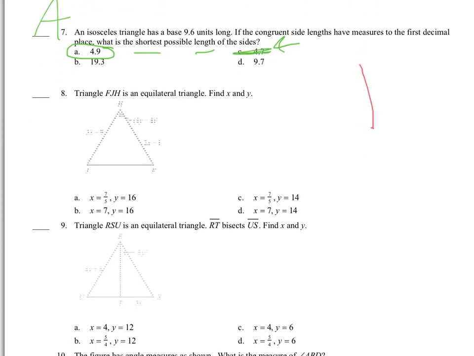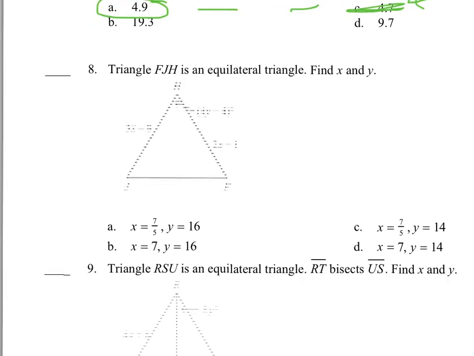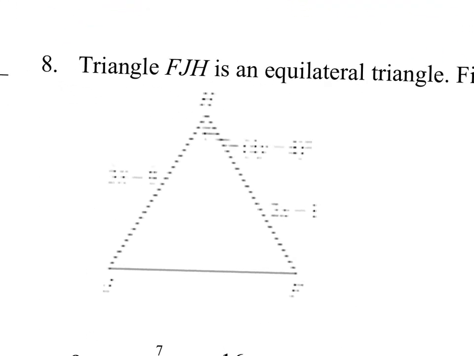Okay, number 8. This one is hard to read, so we're going to go ahead and zoom in and clarify some things. At least it's hard to read on mine. Hopefully you can read yours. So we've got this triangle, and it is J, H, F. This side is 2x minus 1. This side is 3x minus 8. And this angle is 4y minus 4.